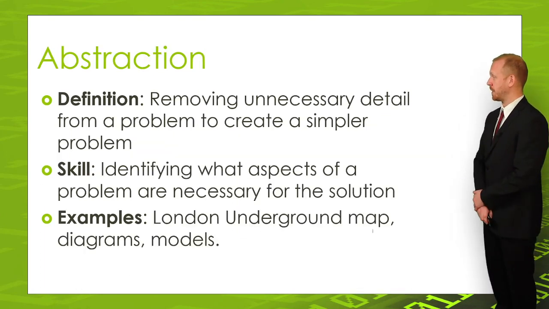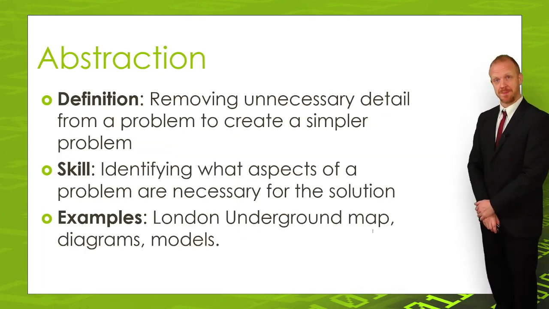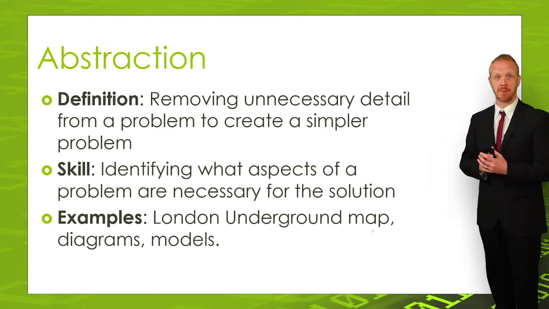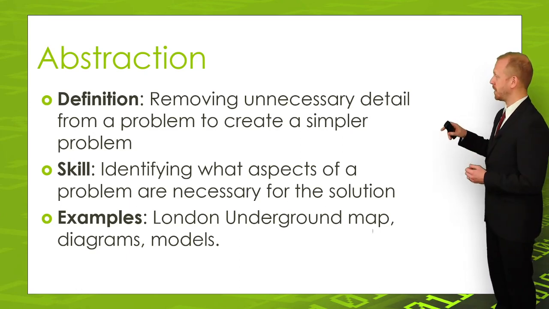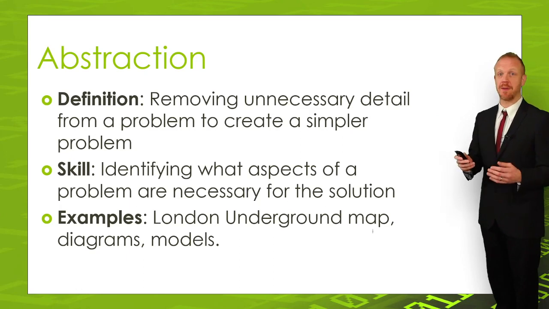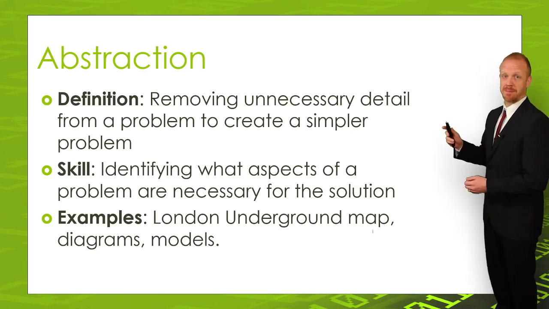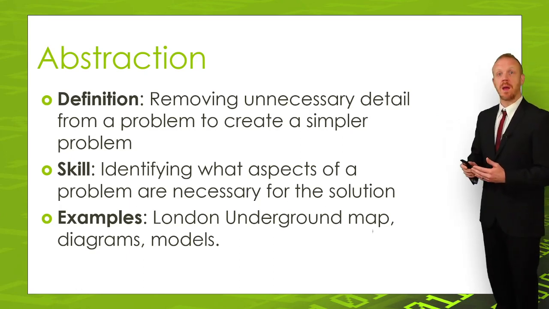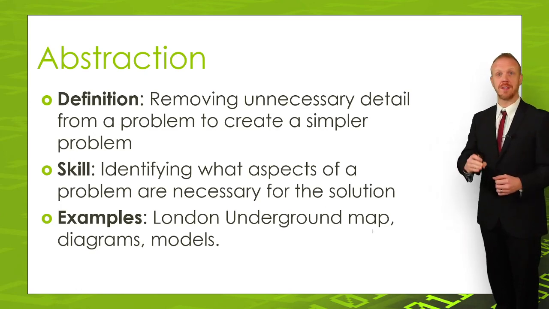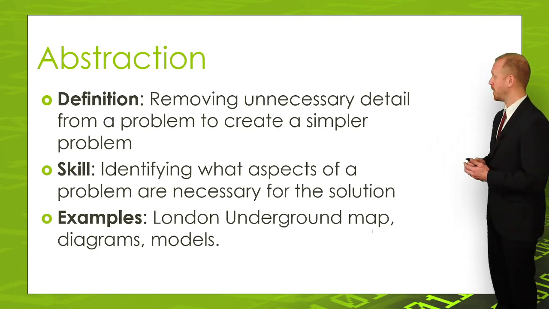The second lesson we looked at was abstraction. For abstraction, we were removing unnecessary detail from a problem to create a simpler problem. The skill that we learned was how to identify what aspects of a problem are not necessary and which ones are. The examples were the London Underground map, where we decided that the geographical location of the stations was not actually necessary for the map's purpose of knowing which trains take people where they want to go.